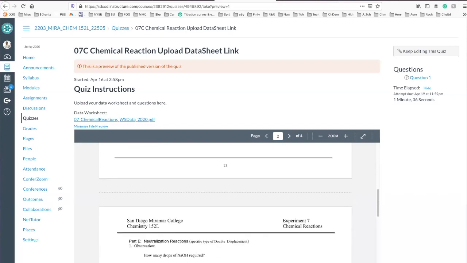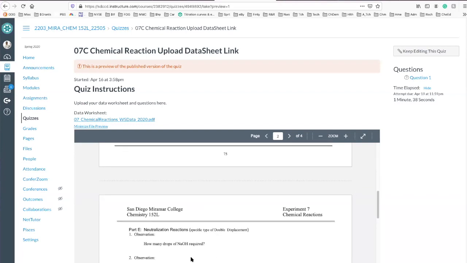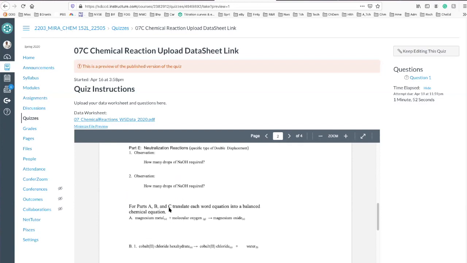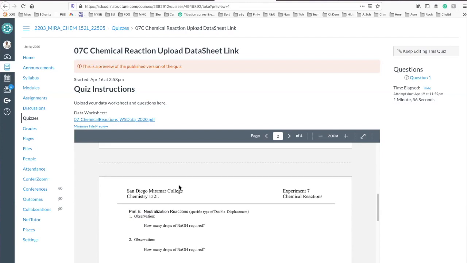Okay. Here's the neutralization reaction. Write your observation. How many drops of sodium hydroxide was required? We gave you that data. Your second reaction in part E, how many drops was required? That goes for parts A, B, C, and D. Now, these were your written observations for each of the videos.